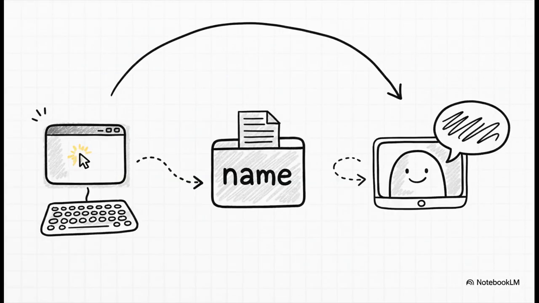Let's check out a classic example. Here, we're using input with the prompt, "please enter your name." The program will show that, pause, and wait. So if I type Ada and hit enter, the text Ada gets saved into that name variable. Then, the very next line can use it to print a personalized greeting. It's so simple, but it's the beginning of everything.